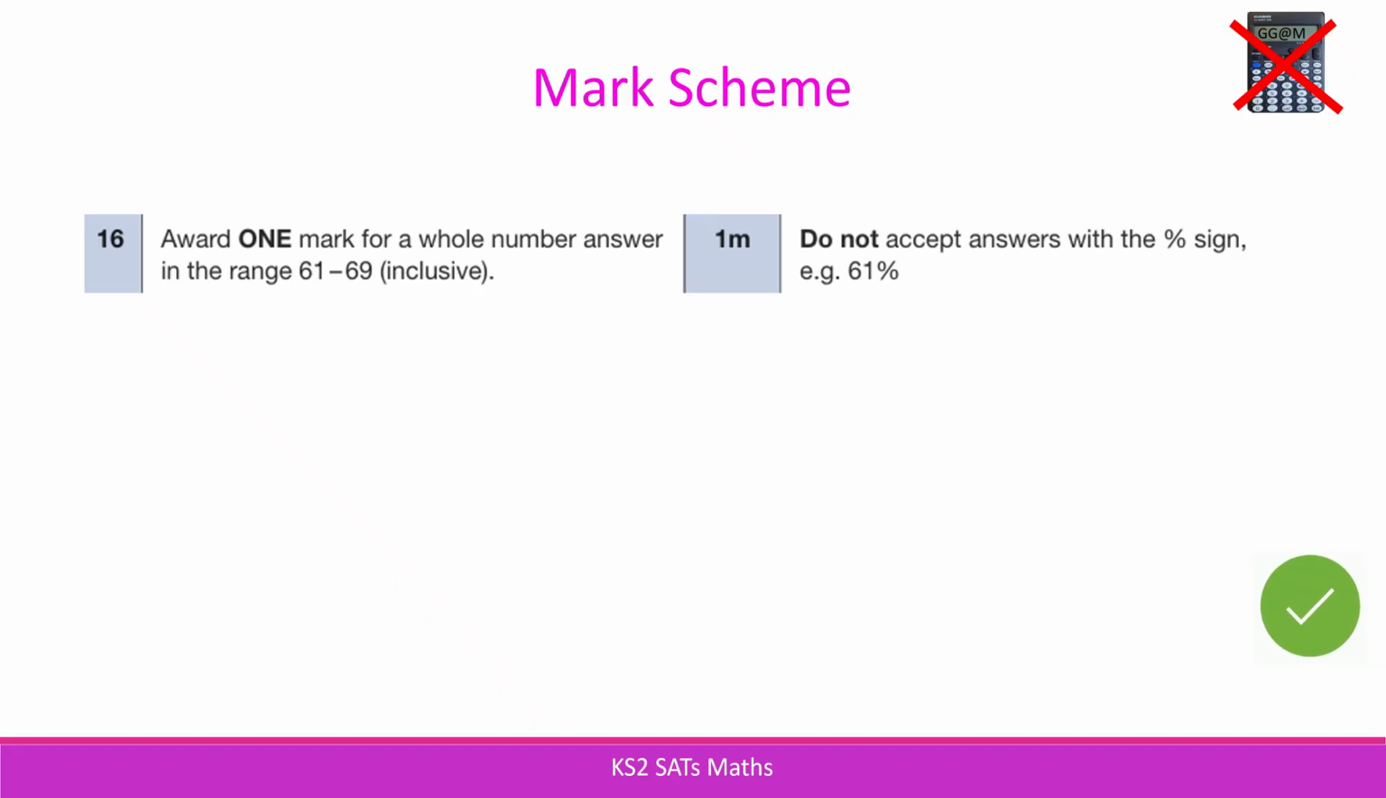The mark scheme shows you will get 1 mark for anything in the range of 61 to 69. That means any number between 61 and 69, so it could be 62, 63, 64. It says inclusive, which means it includes 61 and it includes 69. So you need to make sure you've got any number between those to get the 1 mark in the exam. 1M just means 1 mark. Please don't write a percentage there, because if you wrote a percentage sign, you will not get the mark. These are fractions we're working with.